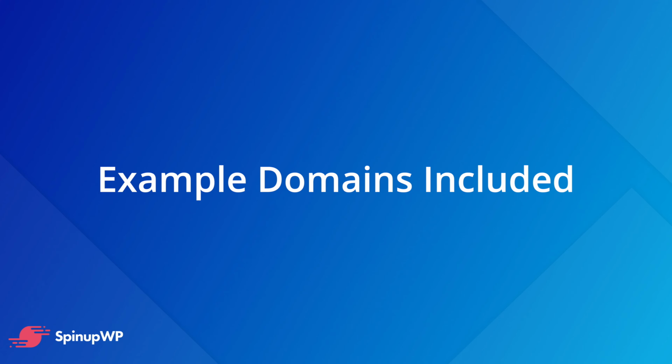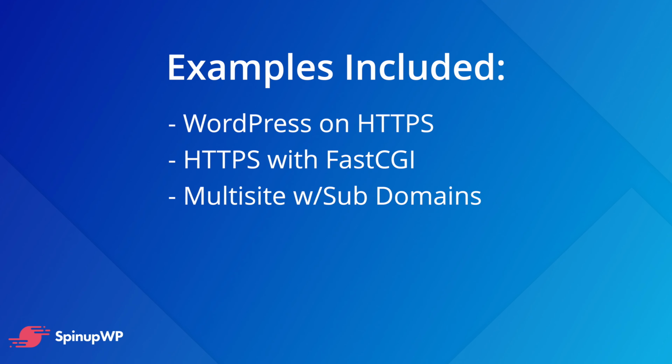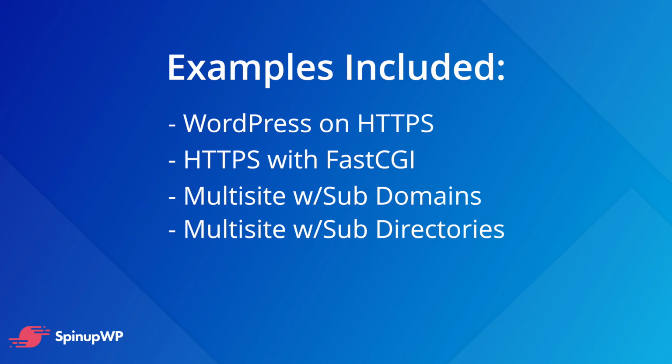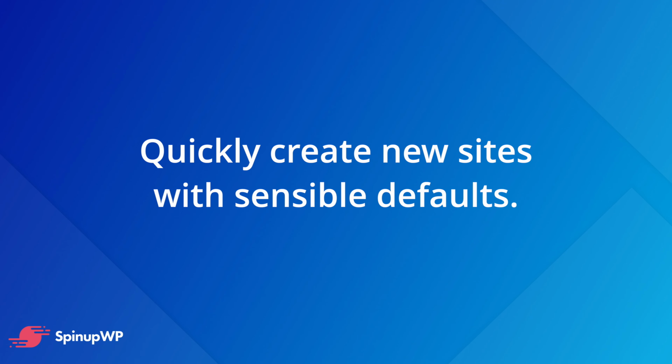Once you receive the configuration files and you open them up, you'll see that there are a lot of example domains included. They each demonstrate a different scenario, such as WordPress on HTTPS, WordPress on HTTPS with fast CGI page caching enabled, WordPress multi-site using subdomains, or WordPress multi-site using subdirectories. The configuration files contain inline documentation throughout, which are structured in a way to reduce duplicate directives. These can be common across multiple sites. The goal here is to allow you to quickly create new sites with sensible defaults out of the box, which can be customized as required.